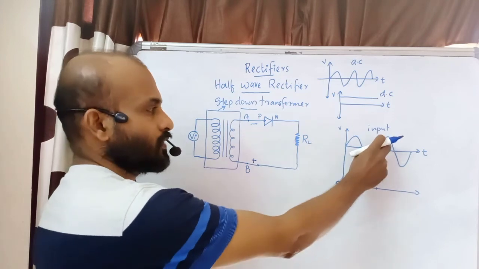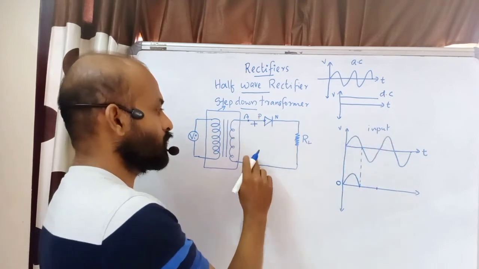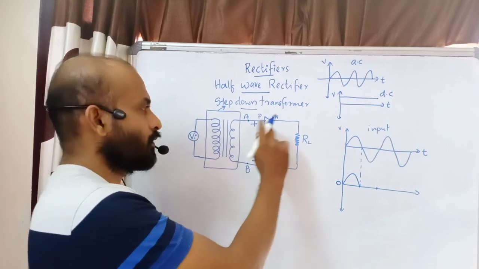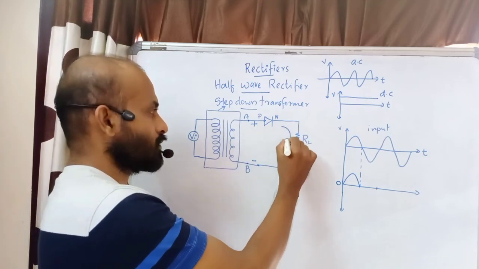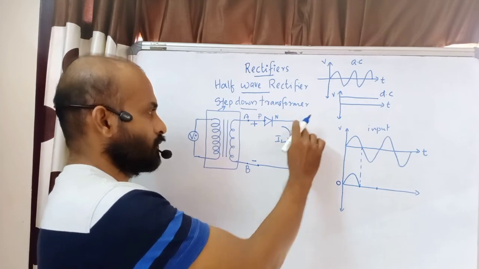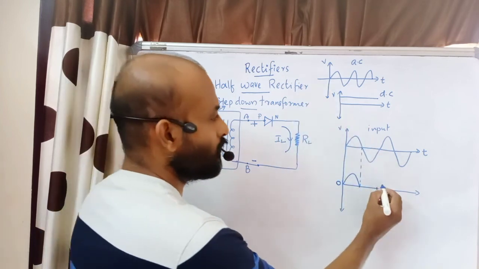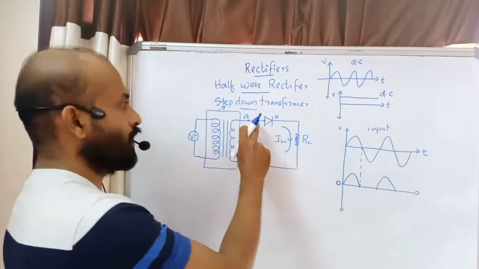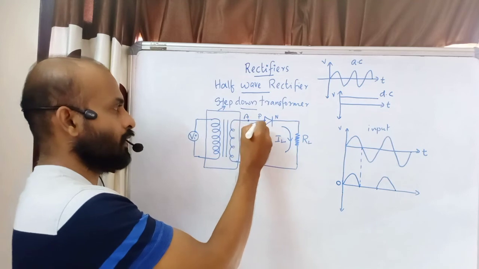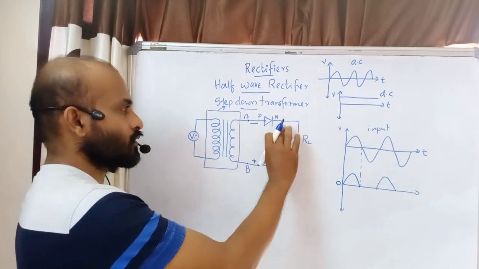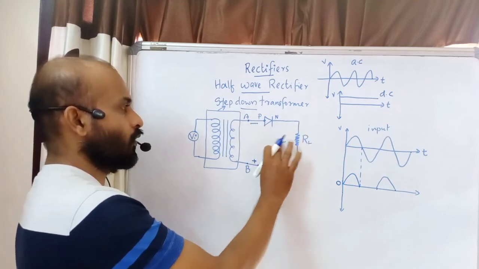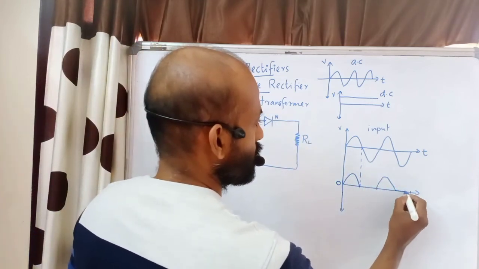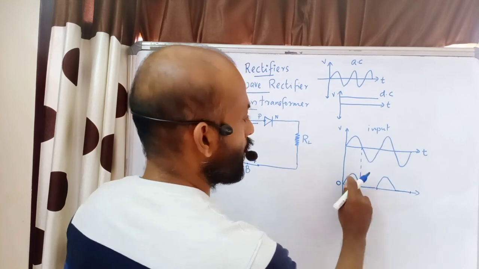So during the negative half cycle, the current is 0. Next, in the following positive half cycle, again this end becomes positive and this becomes negative. The diode is forward biased and current flows in this direction. This is the load current. So again we can draw a pulse like this. Again in the negative half cycle, the polarity reverses. A becomes negative, B becomes positive. There is no current flowing in this region. So we will get alternate pulses.